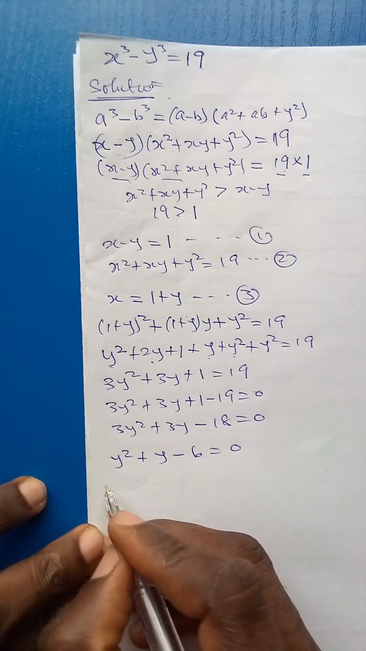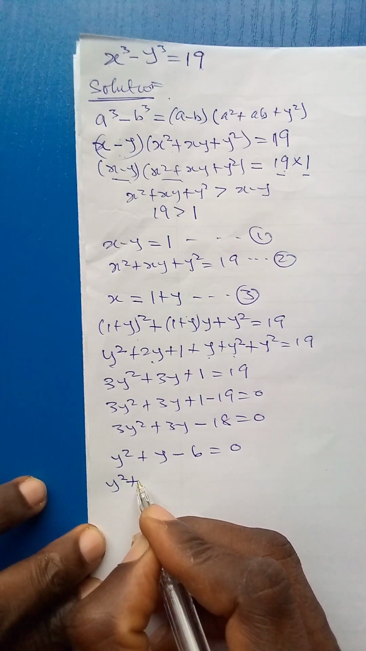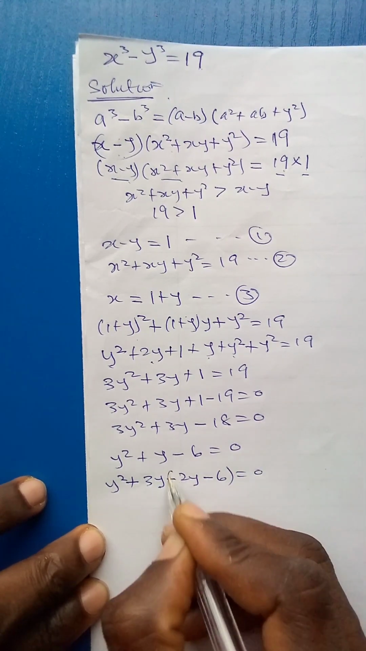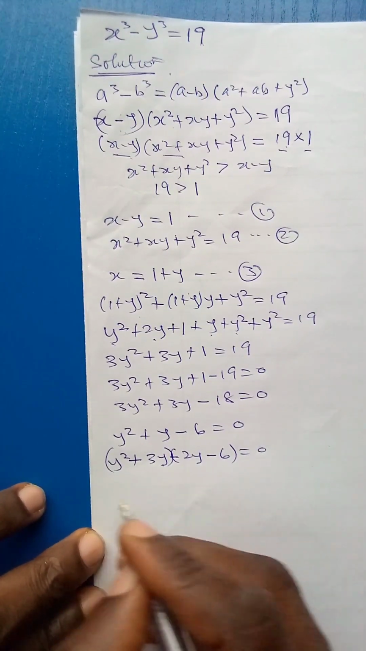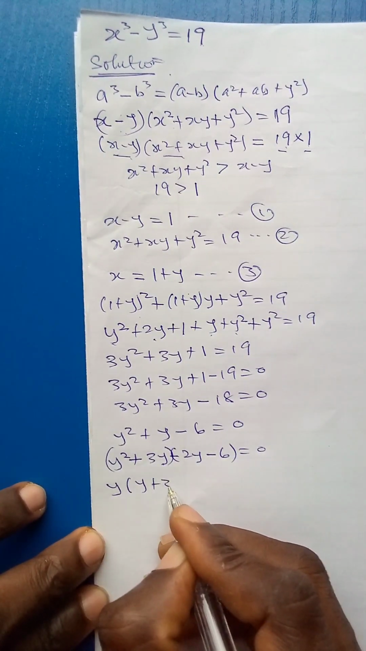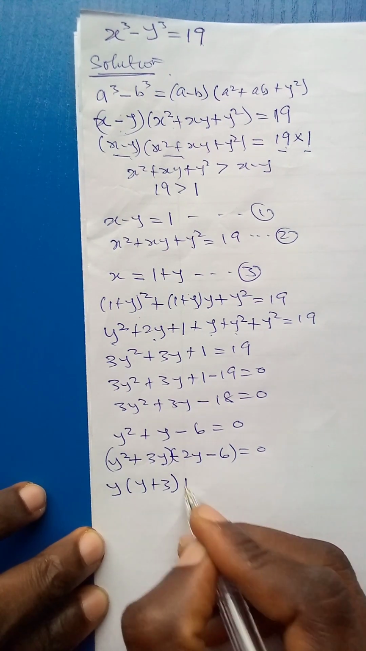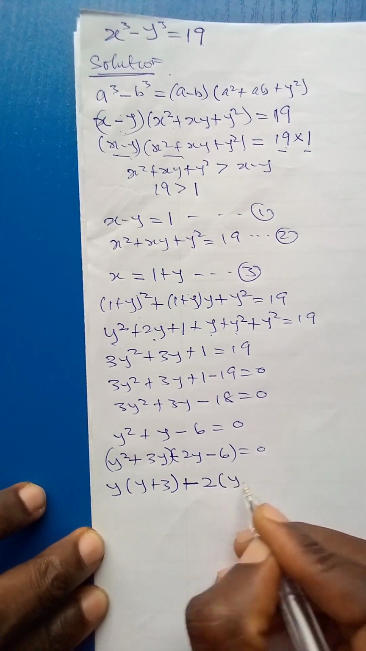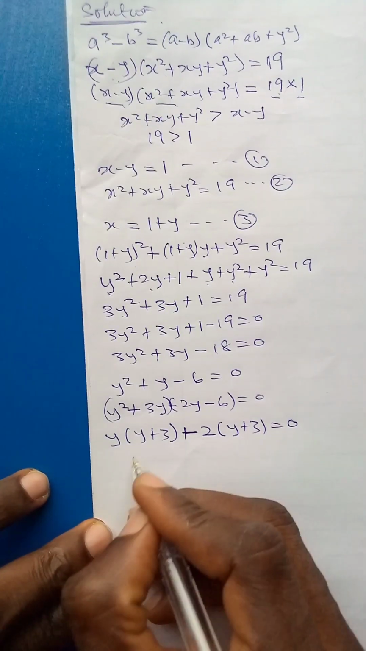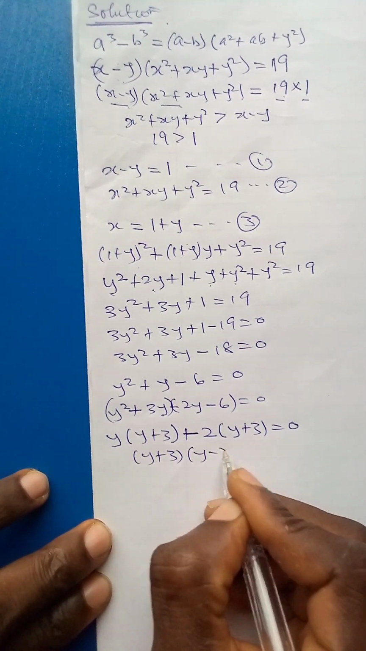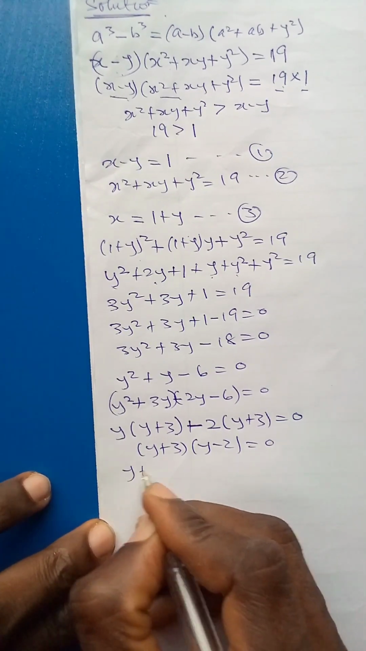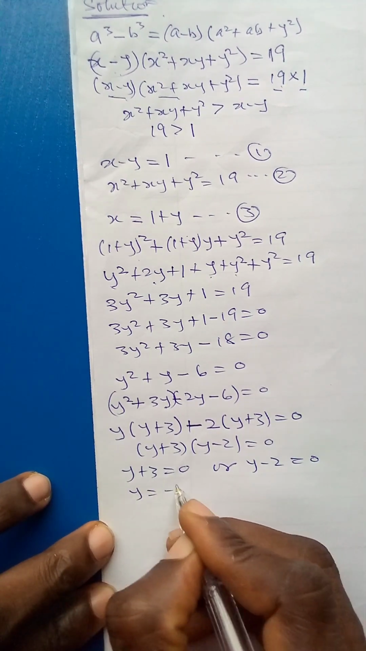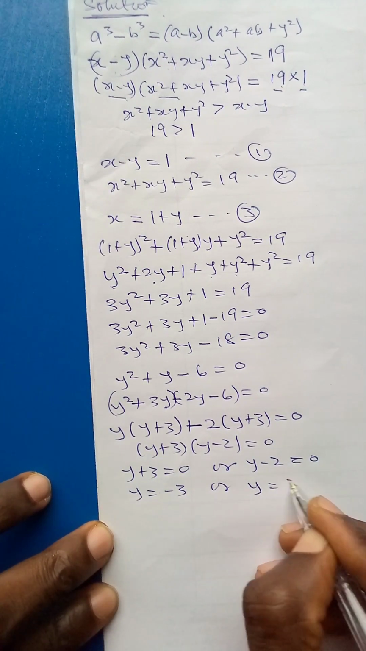So factorizing, I have y squared plus 3y minus 2y minus 6 is equal to 0. And if I group them, in the first bracket, y is common, leaving y plus 3. In the second one, minus 2 is common, giving us y plus 3 is equal to 0. So I have y plus 3, y minus 2 is equal to 0. And so y plus 3 is 0, or y minus 2 is 0. y is minus 3 here, or y is 2.